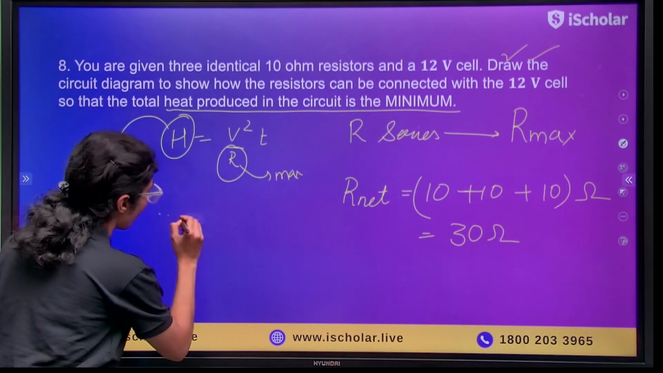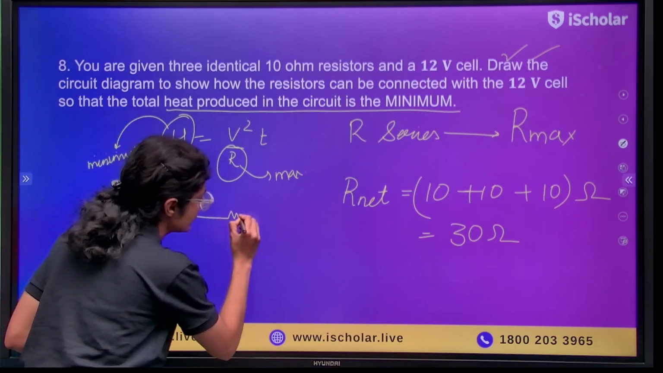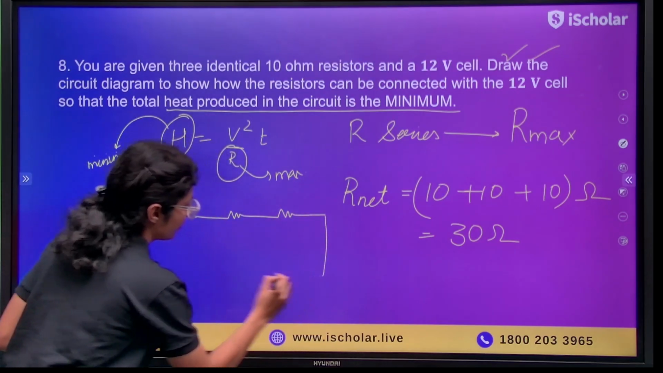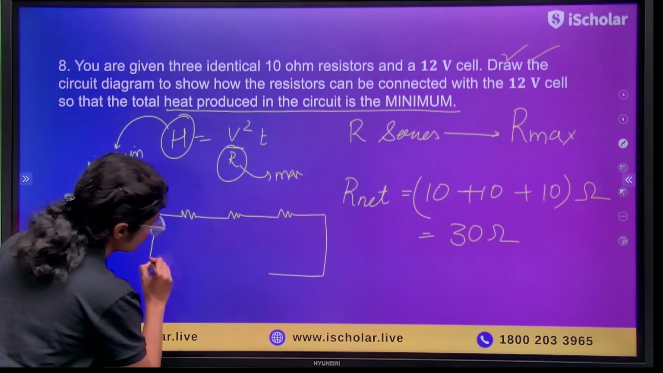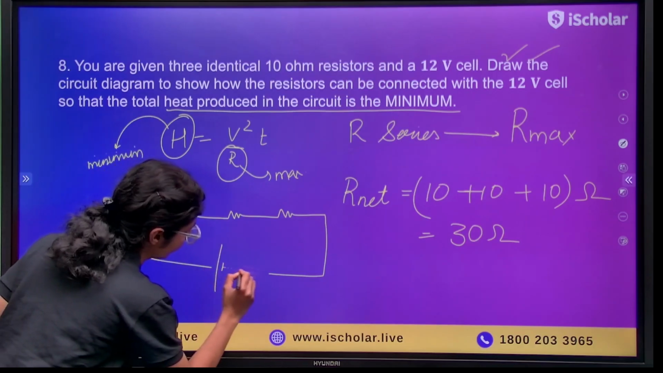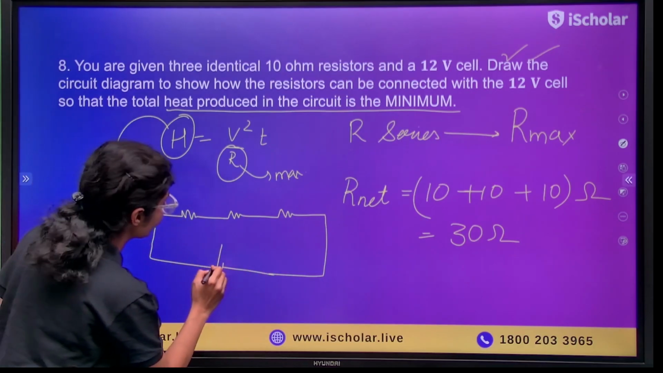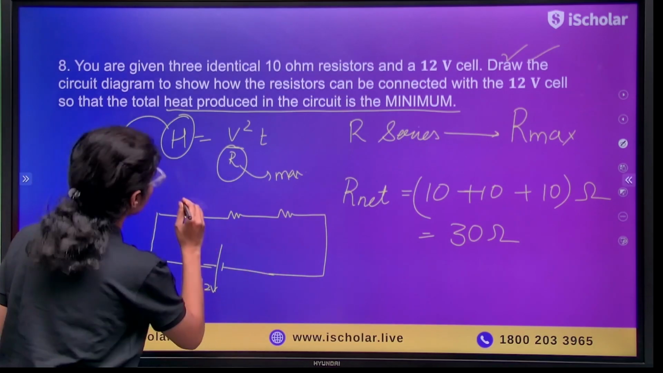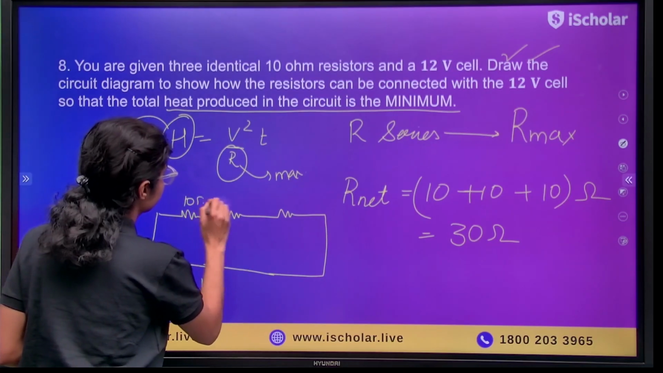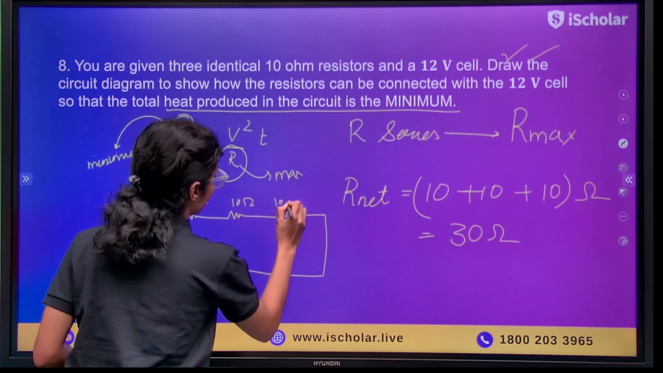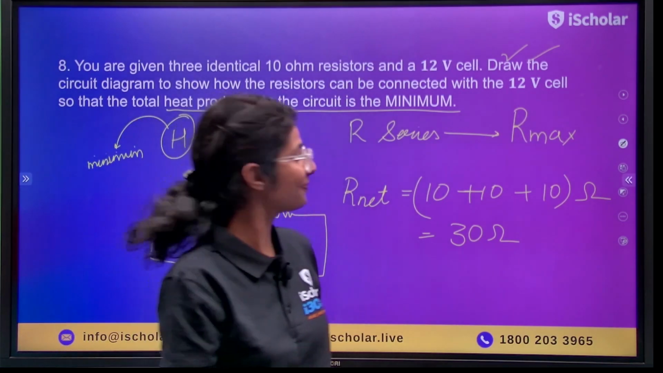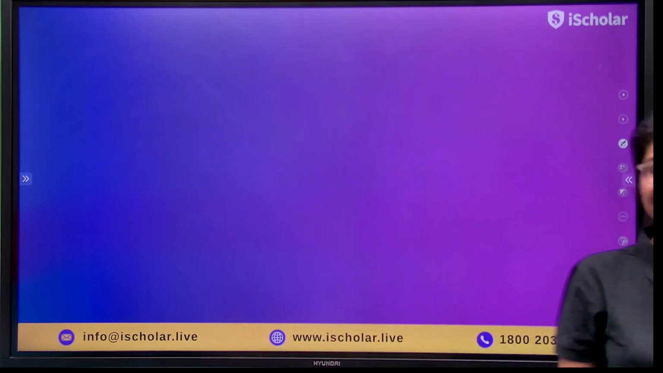So just draw keeping all the resistance in series. So these all resistance which I plotted in series along with the battery whose value is given as 12 volt. I hope this statement is clear to you all. Yes? Okay, so coming to the next slide.